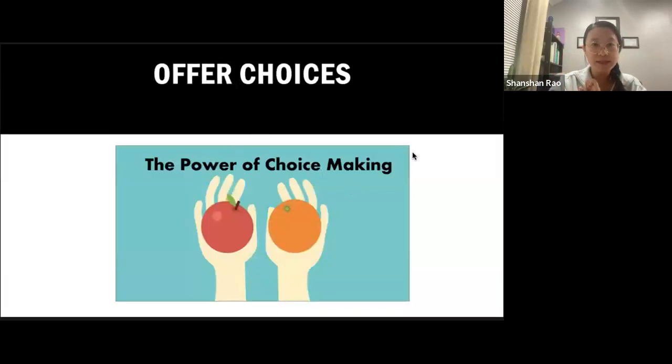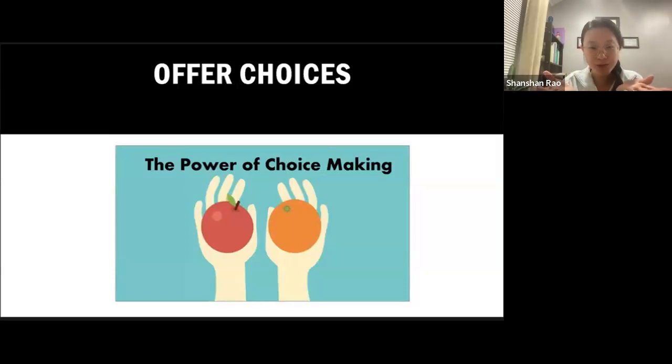Offer choices. That is going to help you increase engagement. Because when you offer a choice, they learn to scan, and they reduce the resistant and oppositional behaviors. They feel that they can control. Because these kids are quite self-directed. They like to take control. So offer choices for them so they can take control. And you're also helping them develop decision-making skills, right?